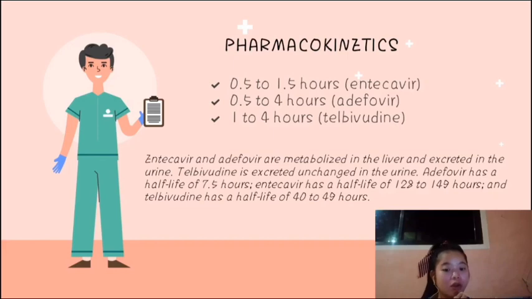So these drugs are rapidly absorbed from the GI tract with peak effects occurring in 0.5 to 1.5 hours in the case of Entecavir, while 0.5 to 4 hours for Adefovir and 1 to 4 hours for Telbivudine. Entecavir and Adefovir are metabolized in the liver and excreted in the urine. Telbivudine is excreted unchanged in the urine. Adefovir has a half-life of 7.5 hours, Entecavir has a half-life of 128 to 149 hours, and Telbivudine has a half-life of 40 to 49 hours. It is not known whether any of these drugs crosses the placenta or enters the breast milk.